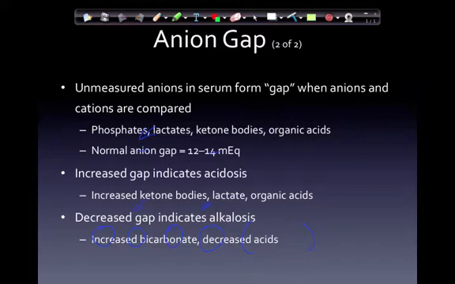Unmeasured anions in the serum form a gap when anions and cations are compared: phosphates, lactates, ketone bodies, organic acids. Normal anion gap is 12 to 14 milliequivalents. Increased gap indicates acidosis. Increased ketone bodies, and ketones are very acidic. Lactate, which would be the building block for lactic acid, and then organic acids as well. Decreased gap indicates alkalosis, increased bicarbonate, and decreased acids.